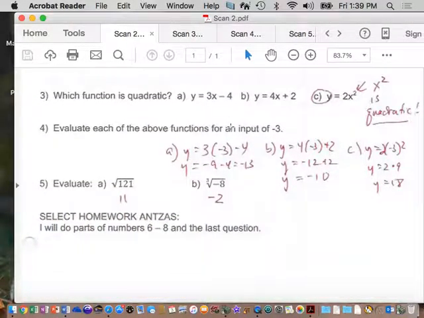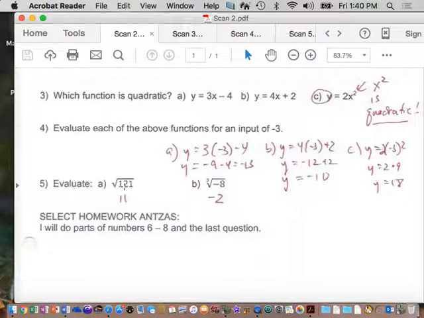Okay. Now, number 3, which function is quadratic? Quadratic occurs whenever the variable, the x, is squared. So this is quadratic. The first 2 are not quadratic, they're called linear. Linear is whenever the exponent is 1. Okay, next. Evaluate each of the functions for an input of -3. Input is x, so I put in a -3 for each x in each one of these. There's the answers. -13, -10, 18. Any question about it? Okay.